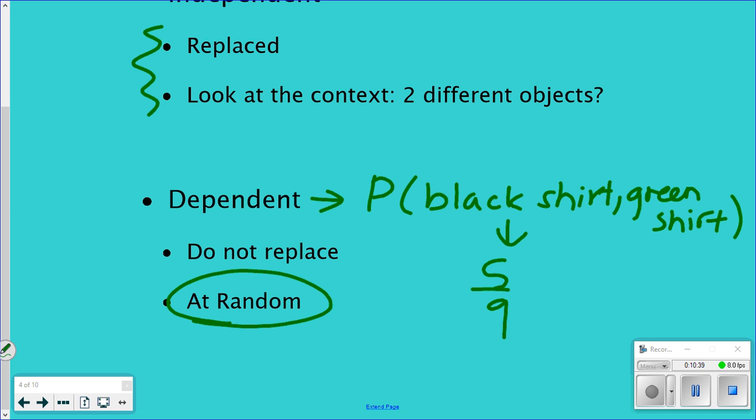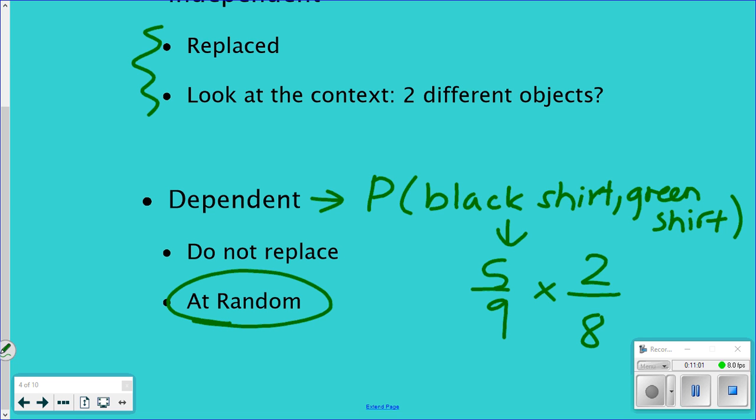Okay. Let's say I did. Let's say I picked one out. You got black on. Okay. What's my probability of me picking a green shirt? 2 out of 8. At random is picking people. If I say I at random pick 2 people, I'm not going to put it back in the group.